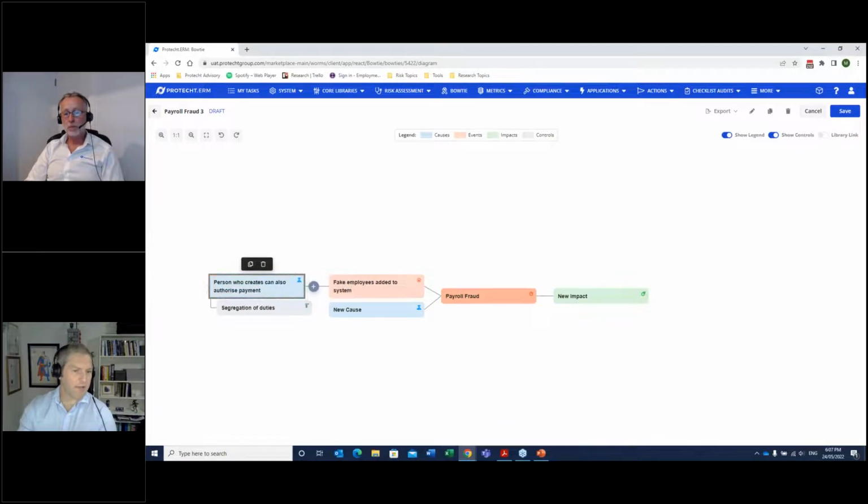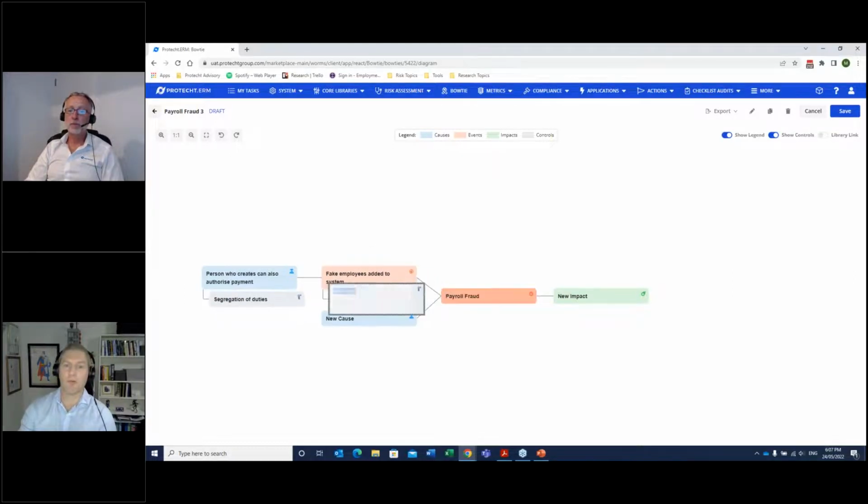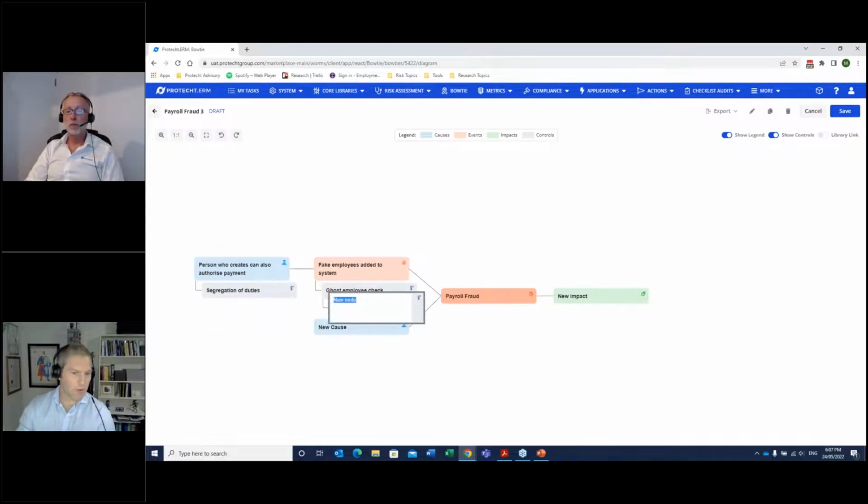We may say that that's one of the root causes. So when we're talking about fake employees being added to the system, there are ways we might be able to detect that. So we may put in what we'll call a post employee check. Now we can nest controls, so we may consider the ghost employee check to be checking for duplicate details.